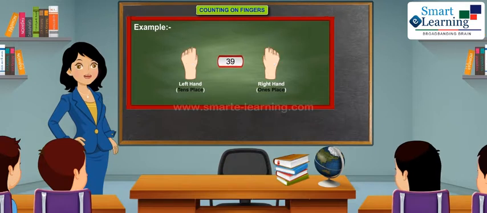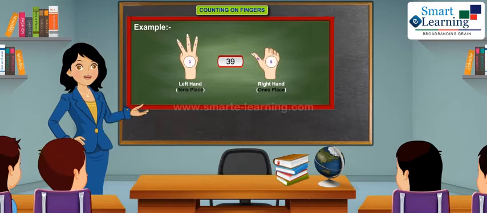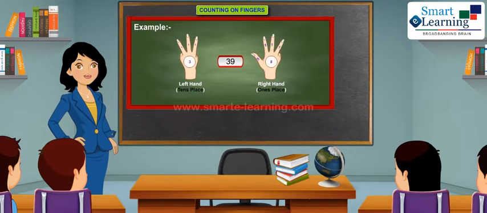Let's show number 39 on fingers. Take index finger, middle and ring finger of your left hand to show 3, and thumb and all the four fingers, that is, index, middle, ring and little finger of your right hand to show 9. This is number 39. Let's show number 55 on fingers.